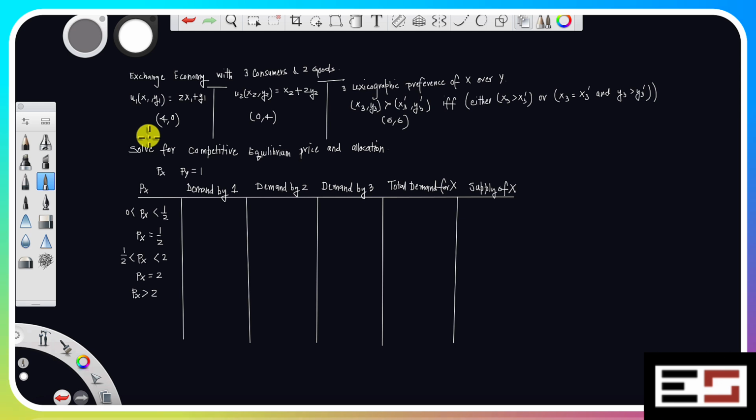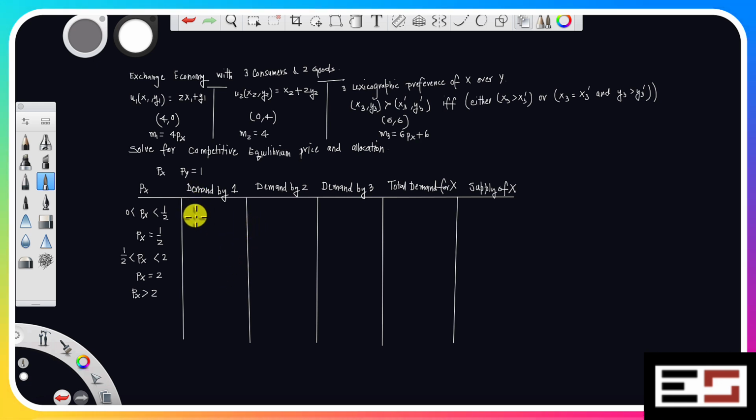Okay, so income of consumer 1 when price of X is Px and price of Y is 1 is nothing but the value of the endowment of consumer 1. So M1 is 4Px, M2 is 0 times Px plus 1 times 4, which is 4, and M3 is 6 times Px plus 6 times 1, which is 6Px plus 6. Okay, so let us now figure out the demand by 1.